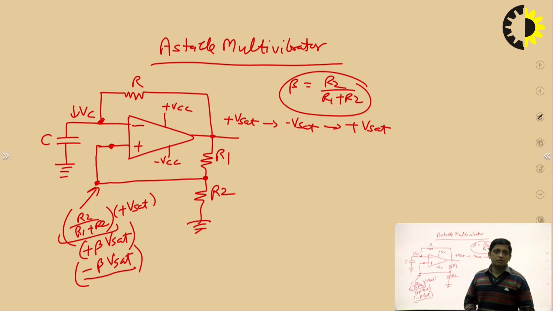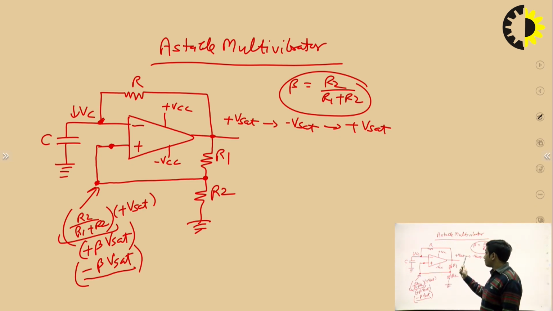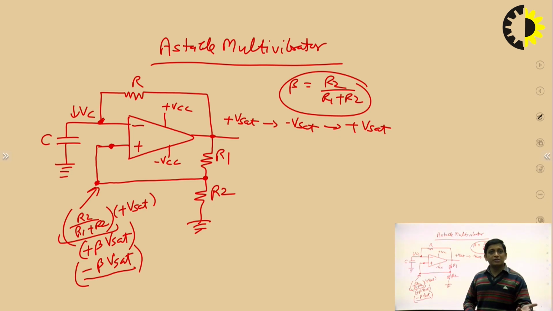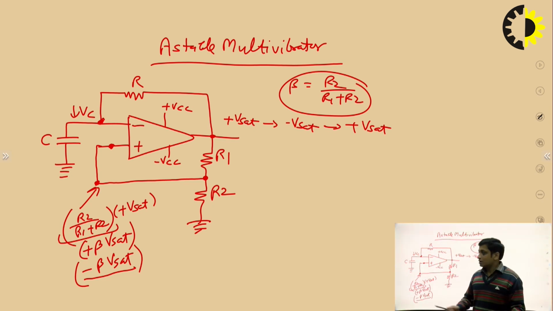will repeat. When the output is at plus Vset, again the capacitor will start charging, and the voltage at the non-inverting terminal will be plus beta Vset. When Vc exceeds plus beta Vset, the output will come to minus Vset. And when the output comes to minus Vset, capacitor C will start discharging. It means that Vc will decrease.